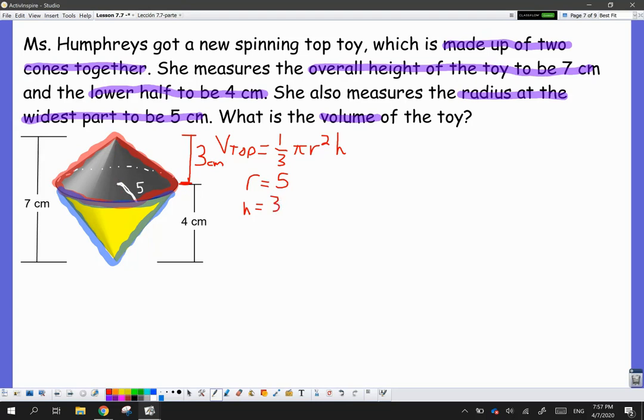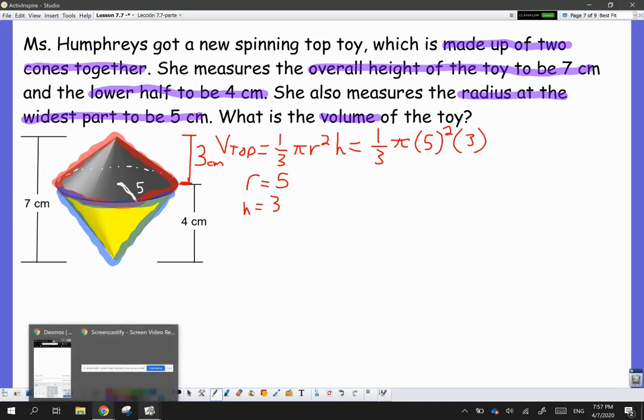So we can write that in. Now that we know the radius of the top cone and the height of the top cone, we can substitute those into our formula. So I have 1/3 times pi times radius, which is 5 squared, times 3.